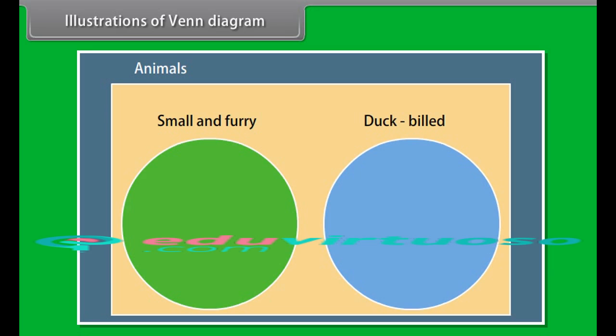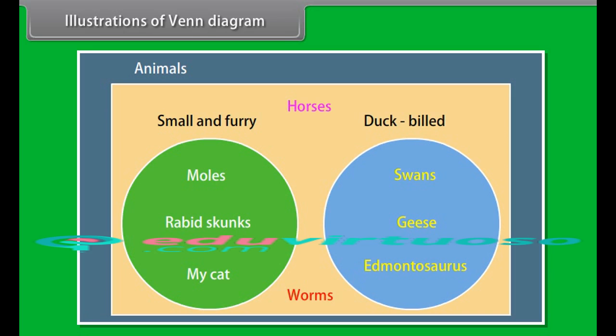We draw circles to display our classifications. Now we'll fill in or populate the diagram. Moles, rabbit skunks, and my cat are all small and furry. Swans, geese, and Edmontosaurus are all duck-bills. Worms are small but not furry, and horses are furry but not small, and neither is a duck-bill. However, they are animals. They fit inside our universe, but outside the circles.